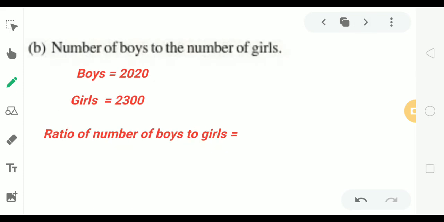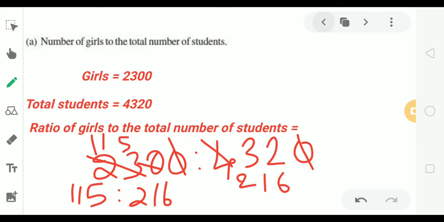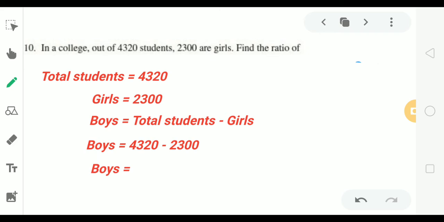Now the number of boys to the number of girls. Before that we have to calculate the number of boys. So here only total number of students and girls numbers are given. We have to find the number of boys. So we subtract girls number from total number of students, then that difference will be number of boys. So while subtracting it, we will get 2020. There are 2020 boys in the college.